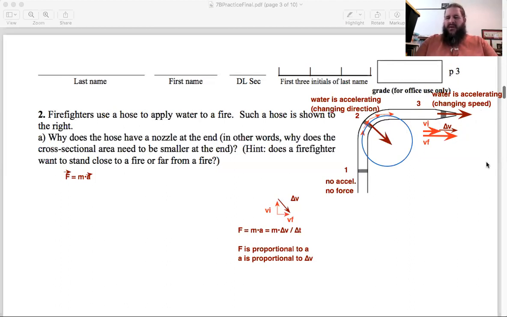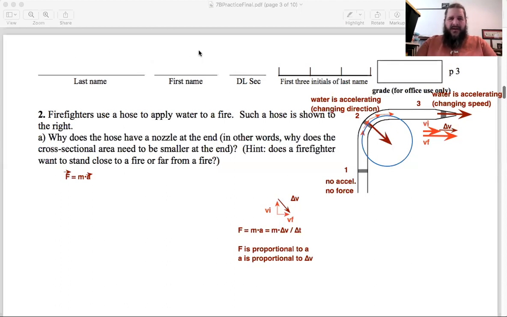And in general, if you want an object to get faster, you need to apply a force in the same direction as its velocity already is. To make it get slower, you'd have to apply a force opposite to the velocity. And if all you want to do is change the direction, like at point 2, you apply a force perpendicular to the velocity.